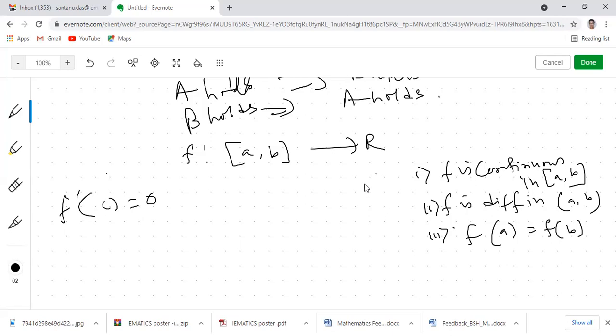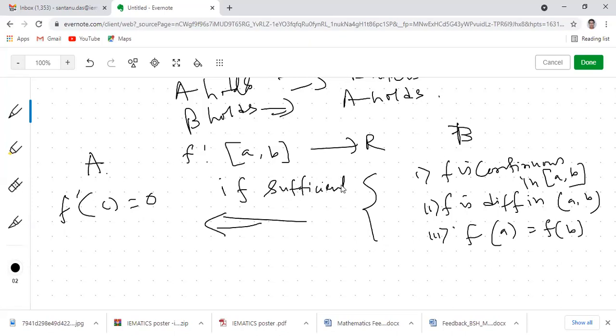Now, if these three hold, then f dash c equals 0. That means f dash c equals 0 if this holds. So that is condition A, that is condition B. Now B implies A, so it is a sufficient condition. Now just tell me whether the reverse is always true. Reverse is always true or not.